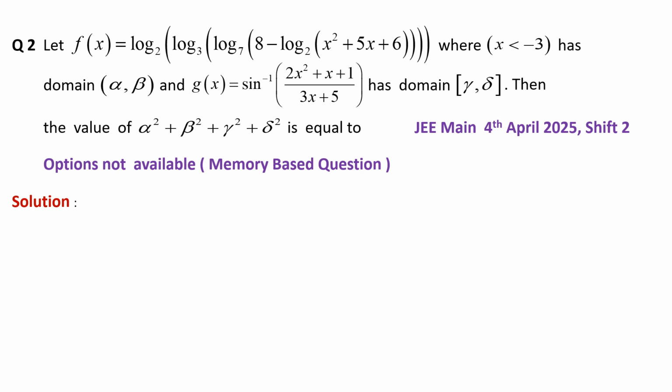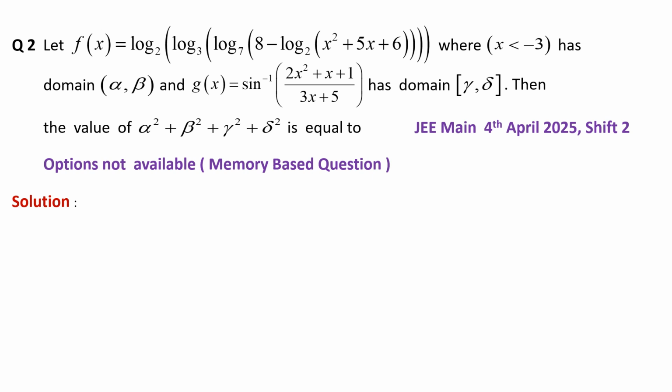Now students, basically in this question, we have to find the domains of the functions f of x and g of x. From there, we will get the values of alpha, beta, gamma and delta, and hence find the value of the required expression. Now students, in order to solve this problem, you must know that the domain of a logarithmic function is found by keeping its input as positive.